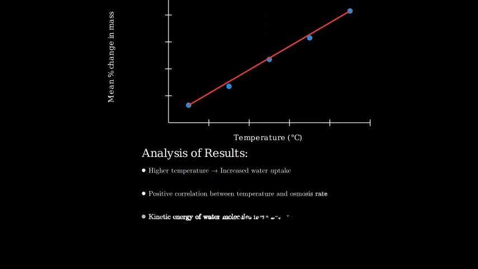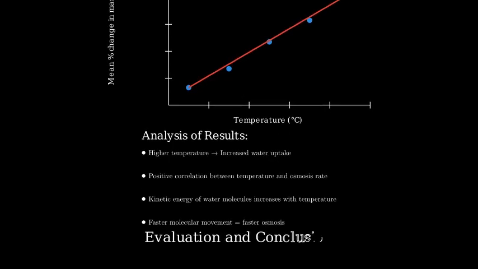If our hypothesis is correct, we should see that higher temperatures lead to greater water uptake by osmosis, shown by a higher percentage increase in mass. This happens because higher temperatures increase the kinetic energy of water molecules, making them move more quickly through the partially permeable membrane of the potato cells.